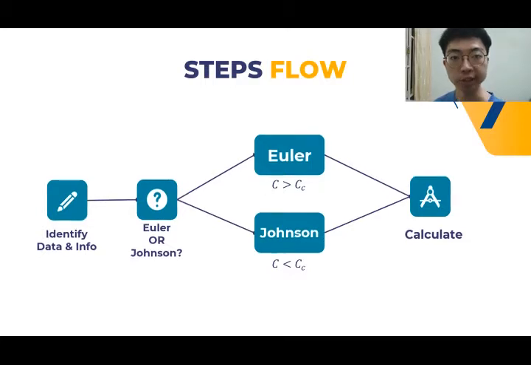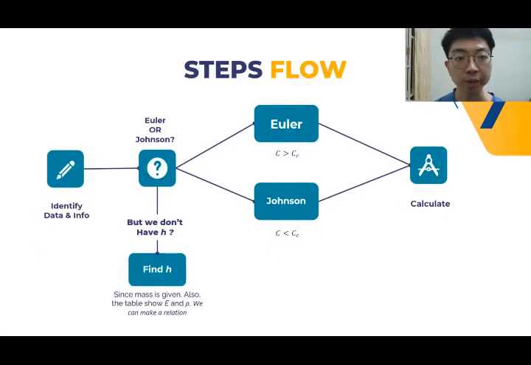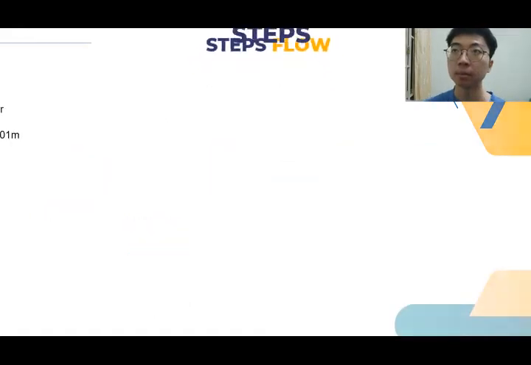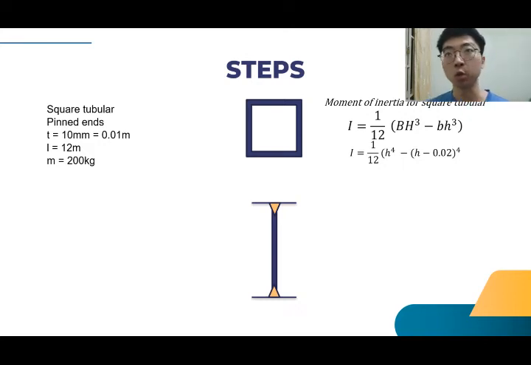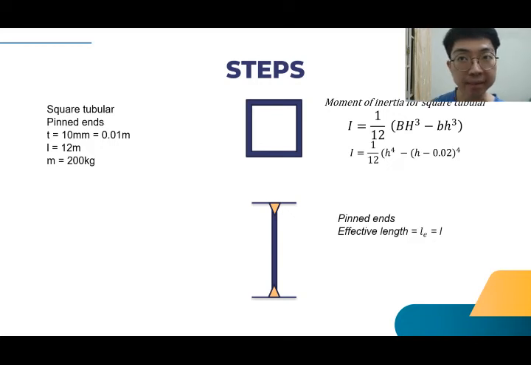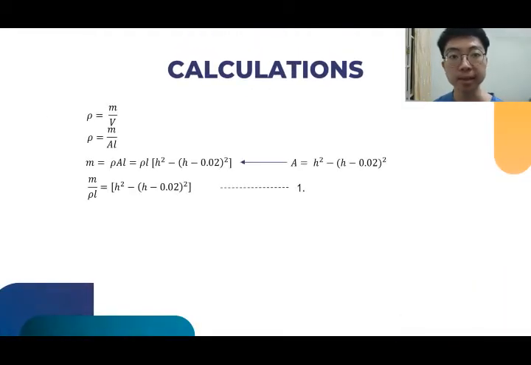But in this question, there is no information about H, which is the width of the tubular column. So we need to find H first, as the question has given the mass. Maybe we can find a clue over there. Let's see. First, we need to identify the moment of inertia for the square tubular, which is this formula. And then it is a pin ends, so the effective length, LE, is equal to L. And this is the calculation.